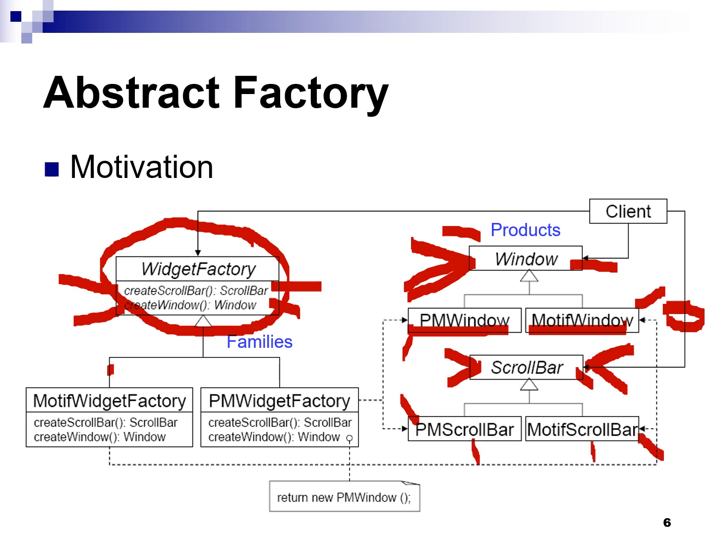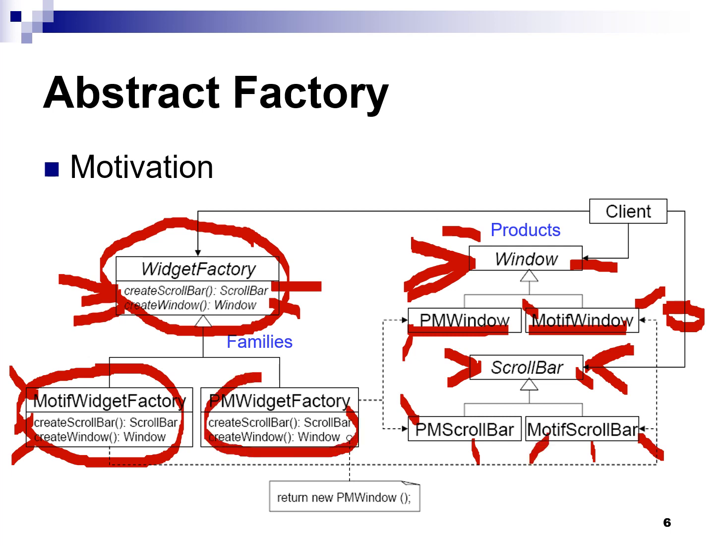And then I will have two specific factories, one for motif widgets, where I override all these methods, creating the appropriate type of product. For example, here in the motif, I create a motif window and a motif scroll bar. And same thing for presentation manager.